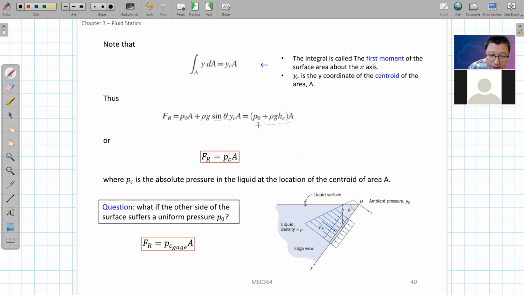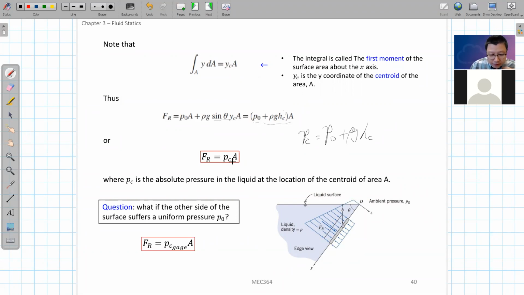So all we get is that you can write this just as a single P of C, which is equal to P0 plus rho G of HC. This P of C is called the absolute pressure in the liquid, which is at the location of the centroid of the plate. This C means centroid.